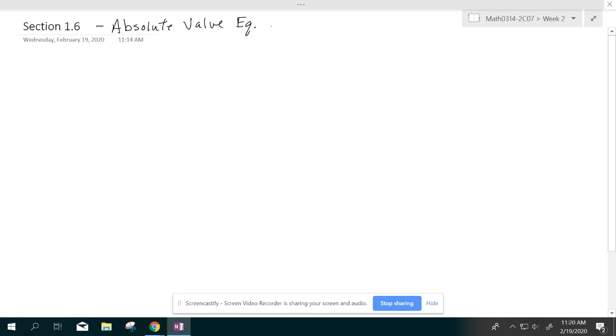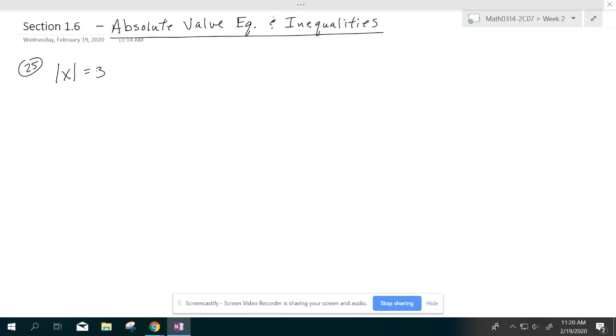Absolute value equations and inequalities. All right, here we go. We're going to start with something easy. Number 25. Probably the most basic equation we could start with right there. Absolute value of x equals 3.